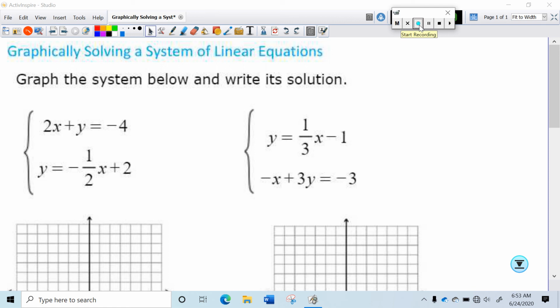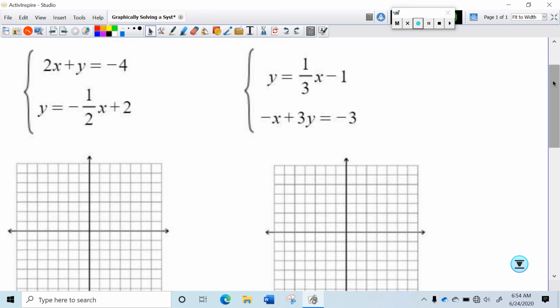Okay, I'm going to graph the system below and write its solution. So the first thing we have to do is graph these. The first one is in standard form. There is a 1 in front of the y.